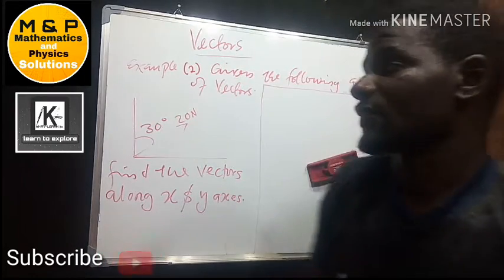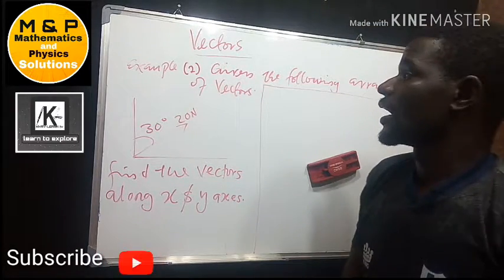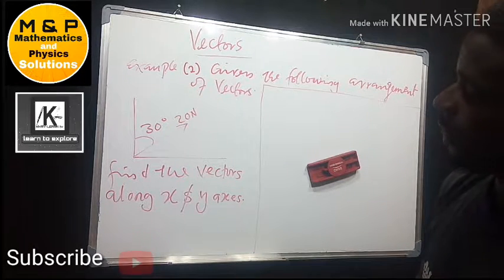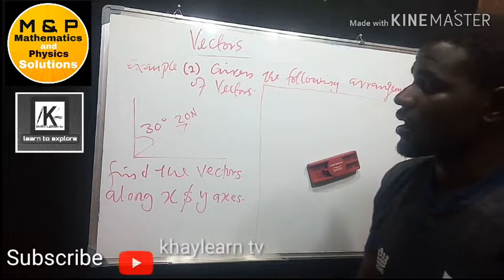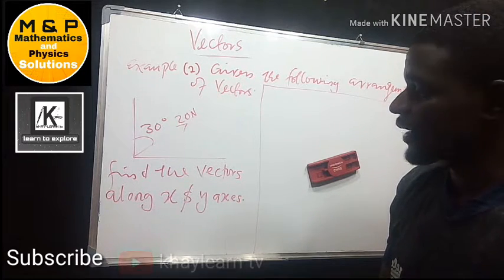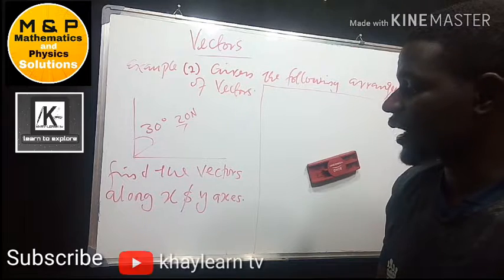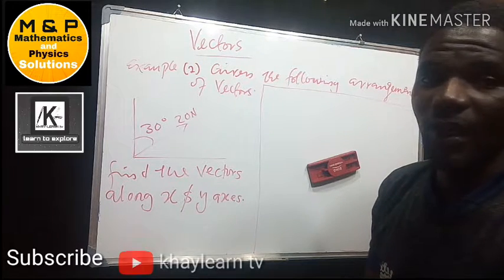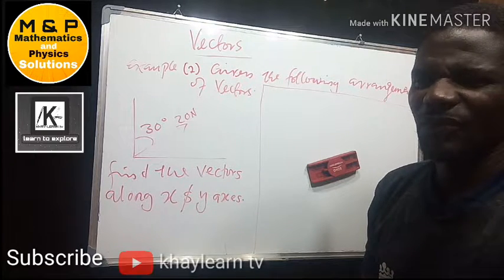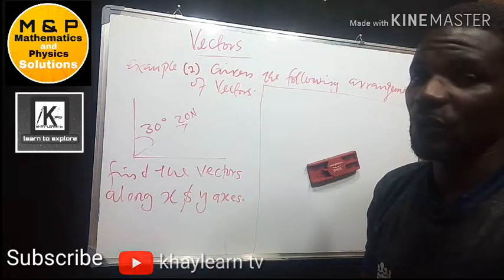If you look at this one, what we are given is the following arrangement of vectors, and the angle is measured directly to the vertical line. So they said we should find the vectors along the x and y axis. It's simple and straightforward, but there is one thing you need to consider. You need to always keep your eye on it.